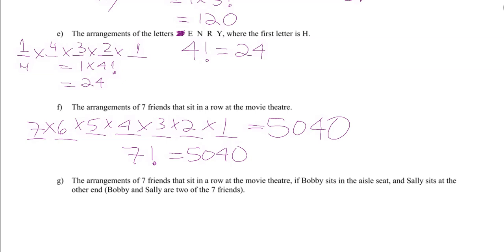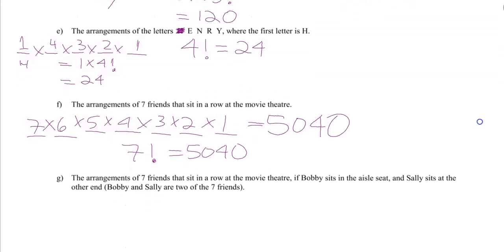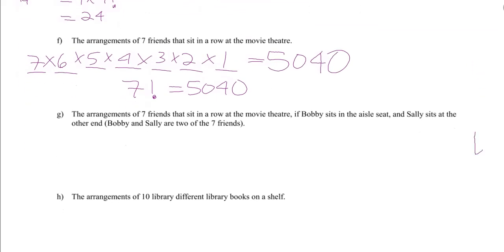50, 40. What if, in the arrangements of 7 friends that sit in a row at a movie theater, Bobby sits in the aisle seat and Sally sits at the other end, and we're assuming Bobby and Sally are partners. How many ways? Just toss me a number. What's the number? 120. Everybody agree with 120? How do you get 120? 5 factorial. So you can just say, legitimately, 7 people, I've sat 2 of them down, I got 5 left to arrange.